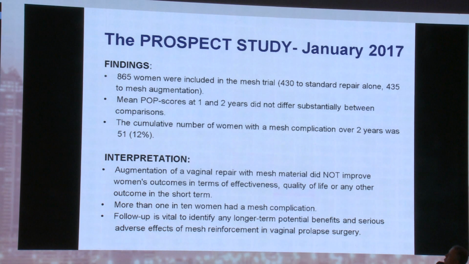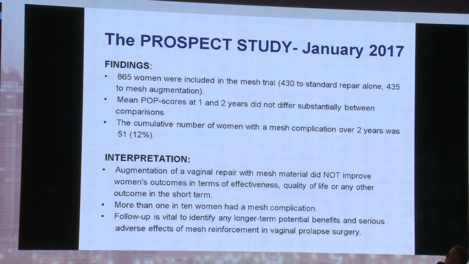The primary outcomes were measured first after 1 year and again after 2 years, and they were subjective: patient-reported prolapse symptoms. The findings in this study, of course: 865 women were included, 430 to standard repair, 435 to mesh repair, and the cumulative number of women with a mesh complication over 2 years, look at this, was 12%. And the prolapse scores after 1 and 2 years in both groups did not differ.